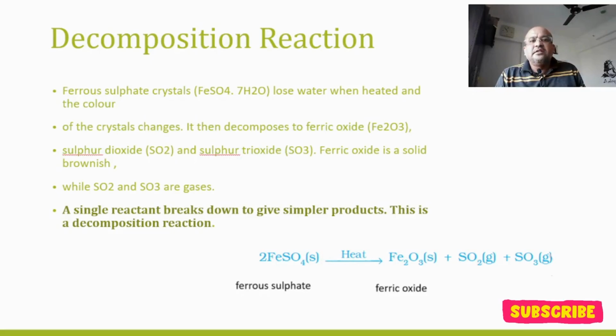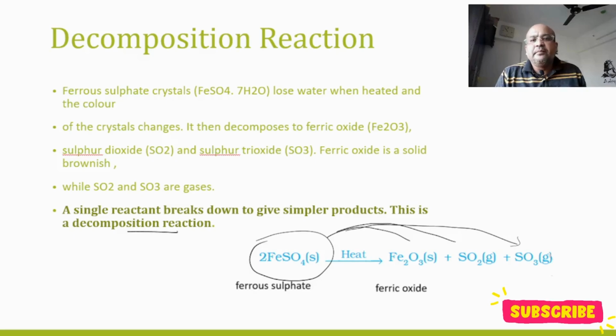A single reactant breaks down to give simpler products. So this is a decomposition reaction. What is happening is that a single reactant is there, and it is breaking down into more than one product. So this is my decomposition reaction.